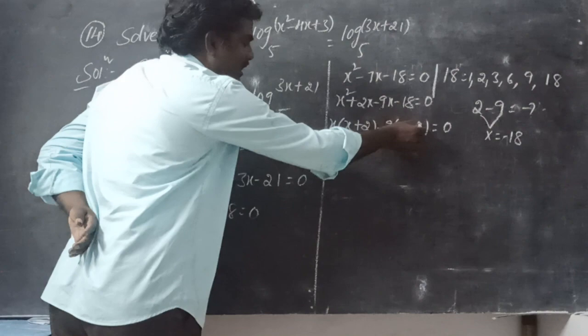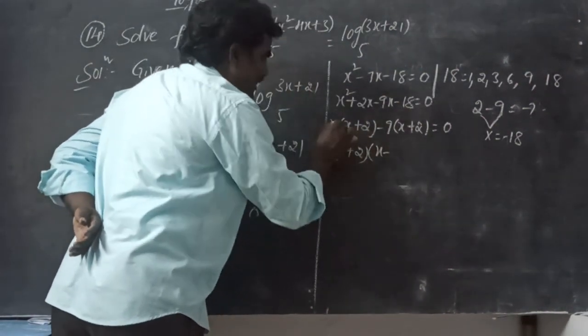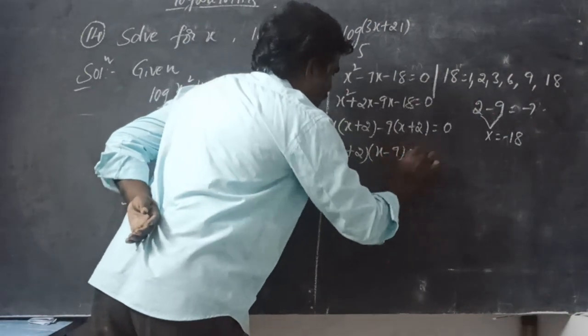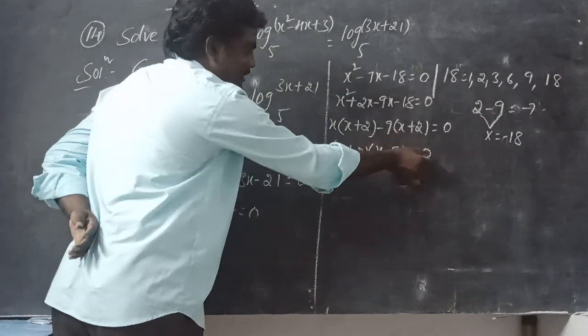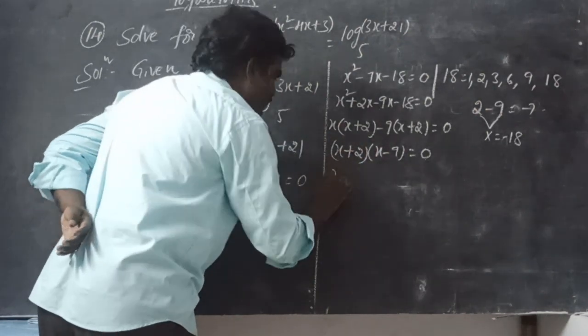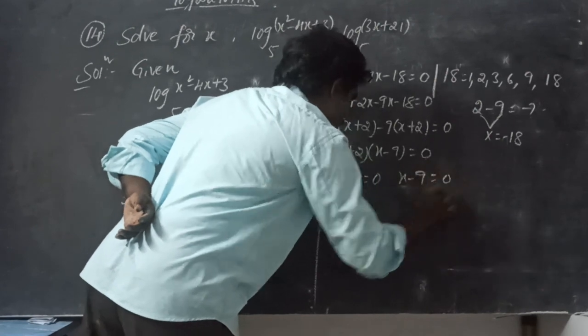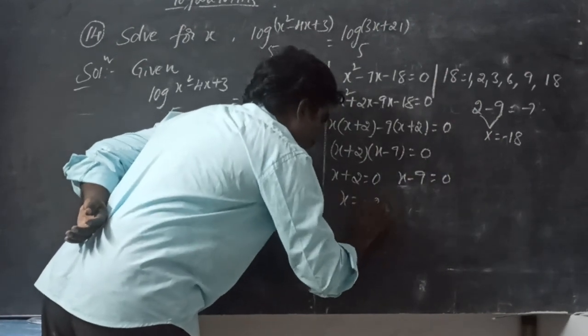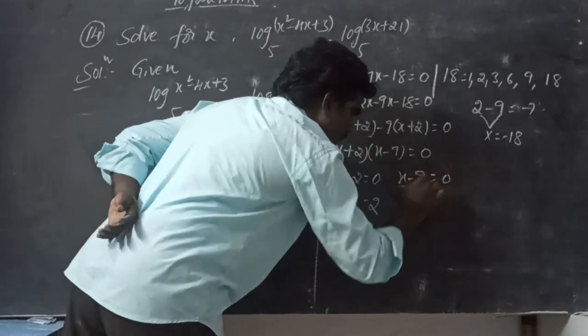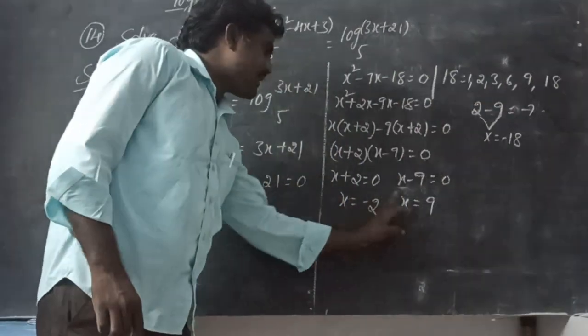So in the total, what is common? x plus 2. So x plus 2 of what remains? x minus 9. Okay, so the product of two polynomials is 0. Either the first polynomial is 0 or the second polynomial is 0. So x plus 2 is equal to 0, x minus 9 is equal to 0. So plus 2 goes across to become minus 2, minus 9 goes across to become plus 9. So what are the values? x is equal to minus 2, x is equal to 9.